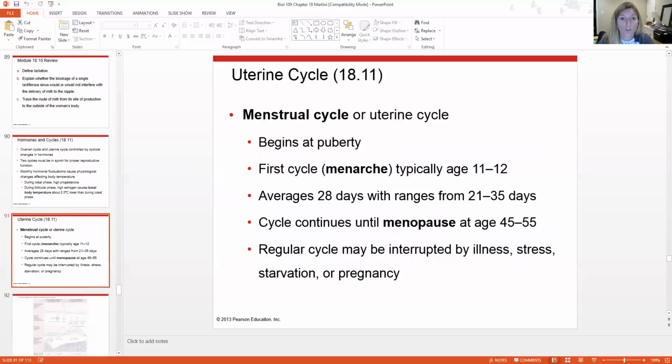So let's talk about the menstrual cycle, or the uterine cycle, first. This begins at puberty. The first cycle is called menarche.